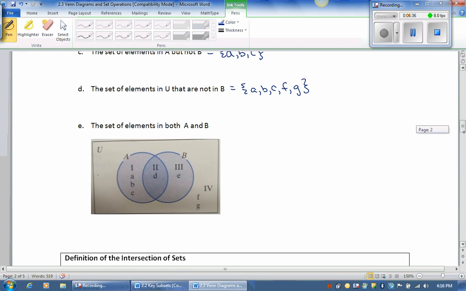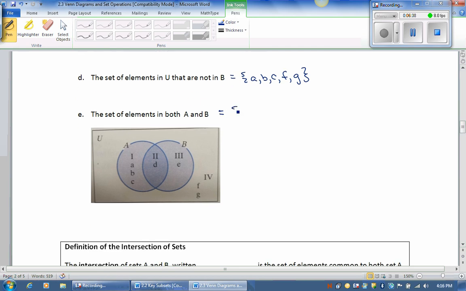And lastly, the set of elements that are in both A and B: C, D, E. F and G get left out because they're not in A or B. All right, so I hope you were able to do that with me.